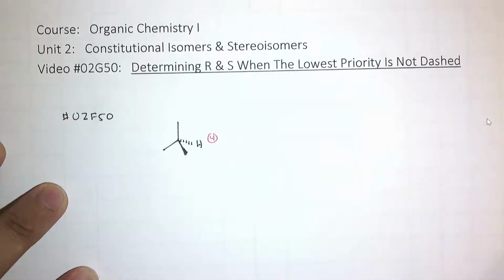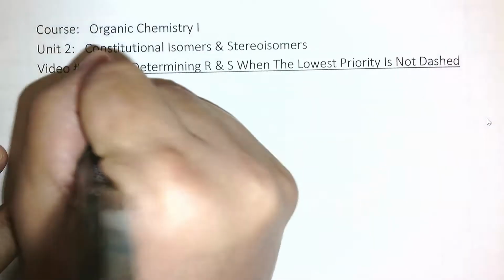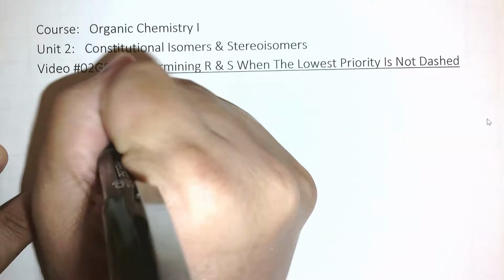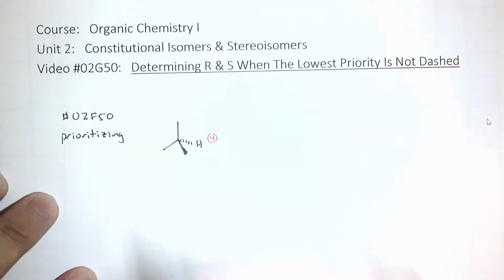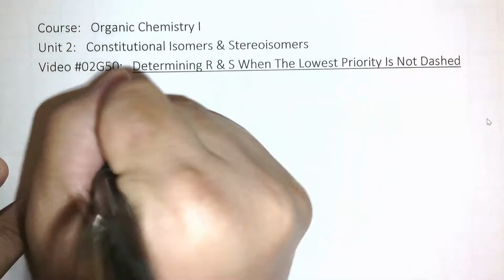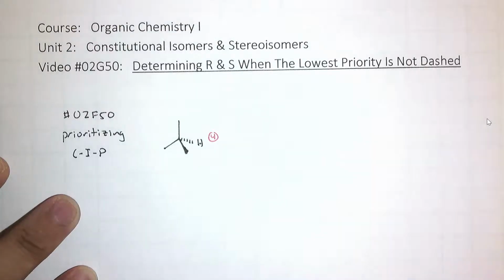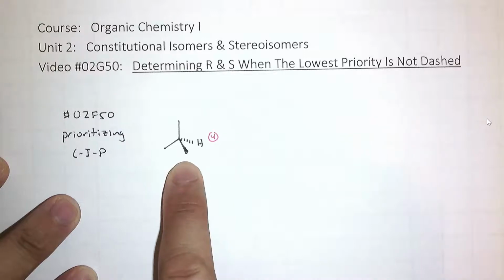And we're not concerned about prioritizing, which, again, in the previous video was done using the Kahn-Ingold-Prelog priority rules. In this video, we are concerned about quickly figuring out R and S from a whole bunch of different drawings that are not looking like this.